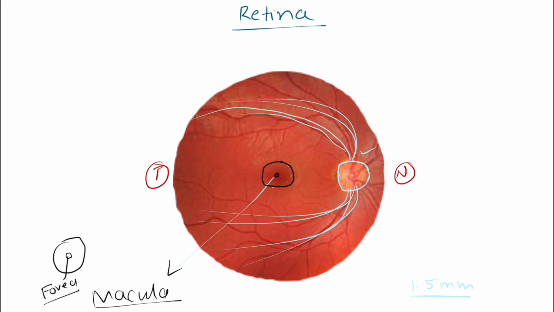What is fovea? Fovea is responsible for the central vision. Why? Because we have a larger number of cones here. The concentration of these cells is high in the center. That's why this is your macula and fovea. But we don't have any rods and cones on the optic disc, or only in a very minute amount. That's why the optic disc is known as the blind spot. From the optic disc the optic nerve starts. This is the starting point of the optic nerve.